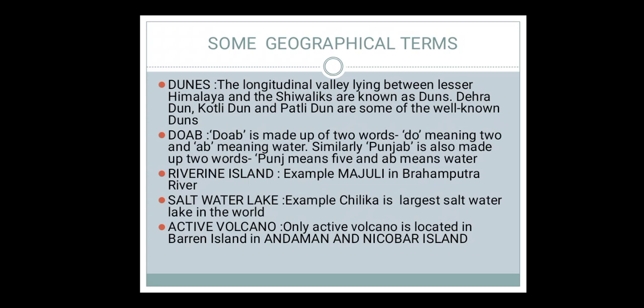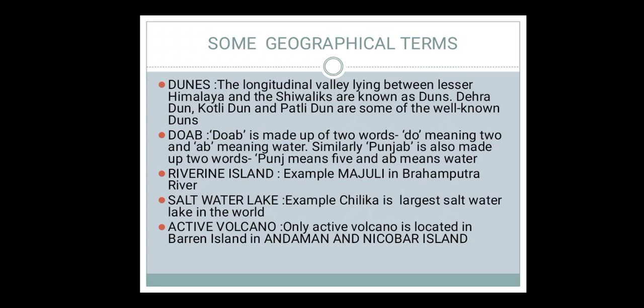Next is Riverine Island. An island which is found in a river. Otherwise, we have islands in the sea, and we have one riverine island also. It is Majuli in the Brahmaputra river. It is an inhabited island in Assam. People are living on this island.